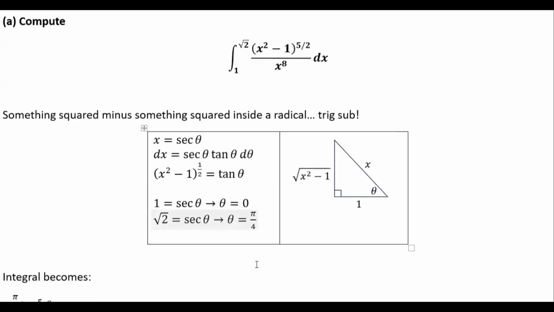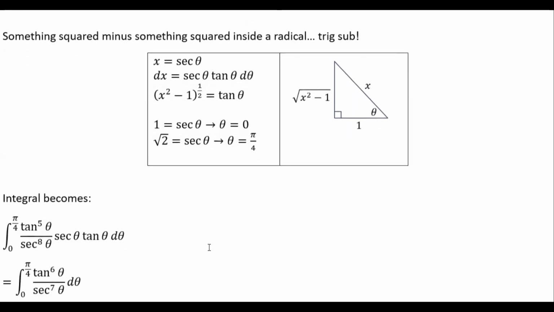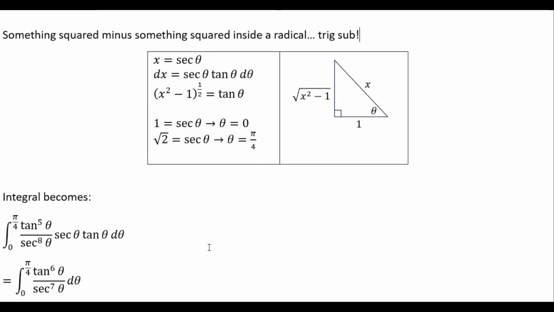Okay, the integral becomes 0 to pi over 4. Those are the new limits. This is this guy to the 5th, so tangent to the 5th. x to the 8th is secant to the 8th. Okay, and dx is secant theta, tangent theta, d theta. Okay, that's our substitution. Now we start simplifying. We will get tangent to the 6th on top and secant to the 7th on the bottom.